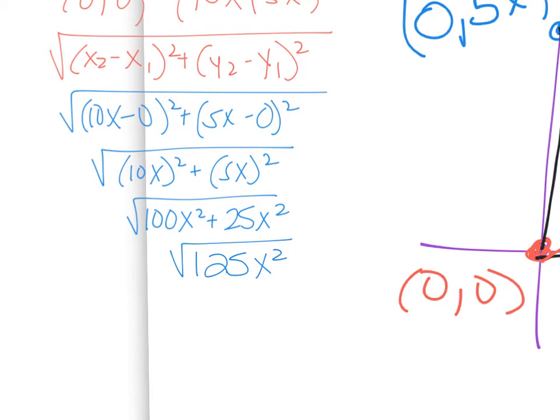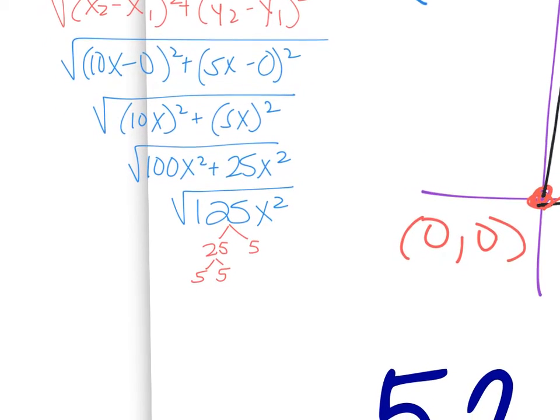Is 125 a perfect square? No, right? It would be more than 11 squared but less than 12 squared, right? 121 and 144. So to figure out if this can be simplified, I'm going to use my factor tree. What goes into 125? 25 and 5, good. And then 25 is 5 and 5.